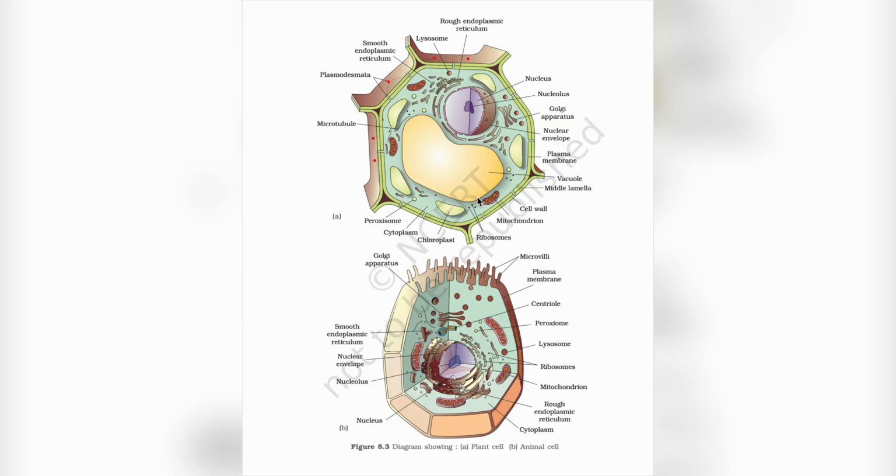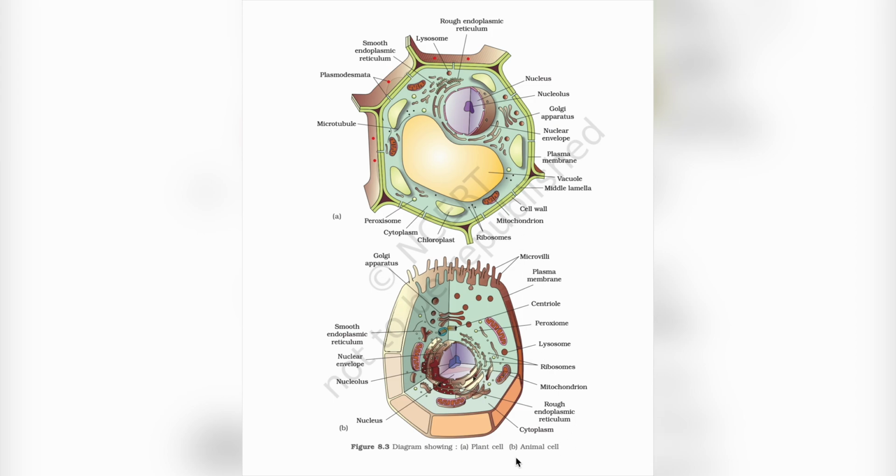It is so prominent that it displaces the nucleus to the side. One more thing is the presence of plastid in the case of plant cell, which is absent in animals. Plastid, chloroplast, leucoplast and all those. There is one more feature that differs between these two. Centriole is present in the case of animal cell and it is absent in the case of plant cell.